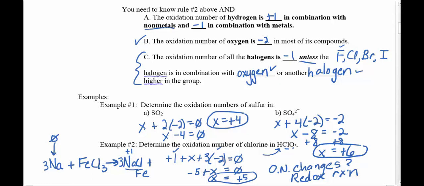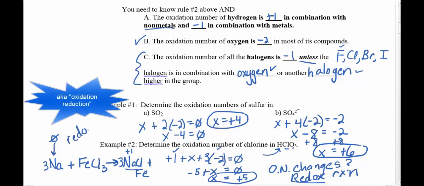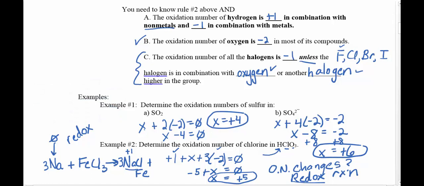However, if we're just trying to tell if it's a redox reaction, we can just look to see. Once we see one of them is changing its oxidation number, we can automatically label it redox. Okay? And so in this case, the sodium is getting oxidized because its oxidation number is going up. And so that would make it the reducing agent. But we'll talk about that more in the next video on half reactions.